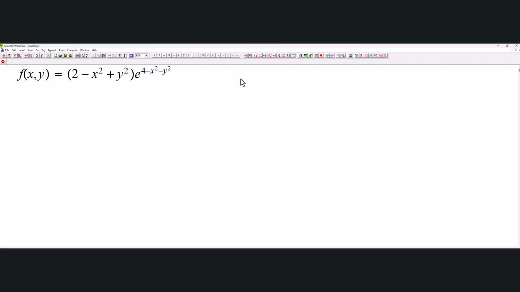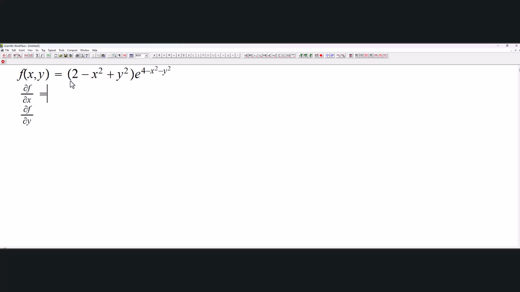We are going to evaluate local max, local min, or global max or global min, or saddle points, whatever are available for this function. So let's proceed first by finding the critical points. For the critical points, we shall evaluate the partial derivative with respect to x and that with respect to y of this function.